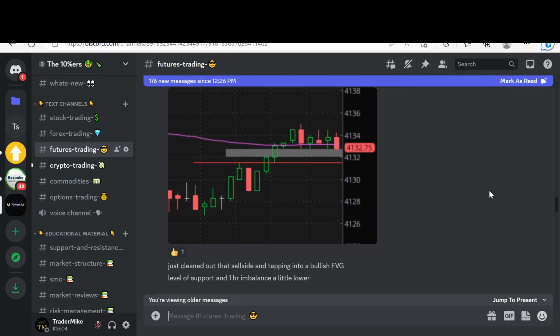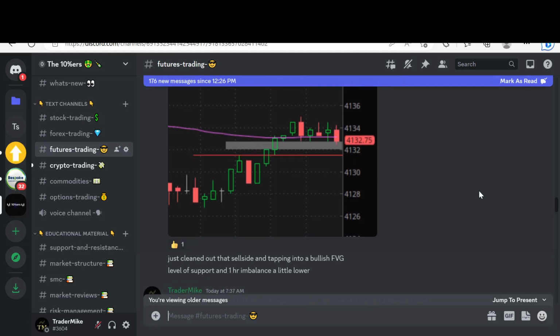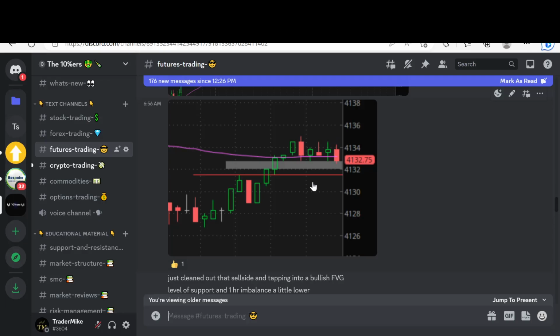And then I posted right here, I said, just clean up that sell side, tap into a bullish fair value gap. That's what I noted. Level of support, and 1 hour inbounds a little bit lower. Now, that's not a good level, okay? I posted it because it is an imbalance. Still, that is a level of support, but it's not a higher time frame level, okay? I just posted that as an area that could possibly find support and continue higher, okay? But it is not a higher time frame level. It is not a very good level, okay?